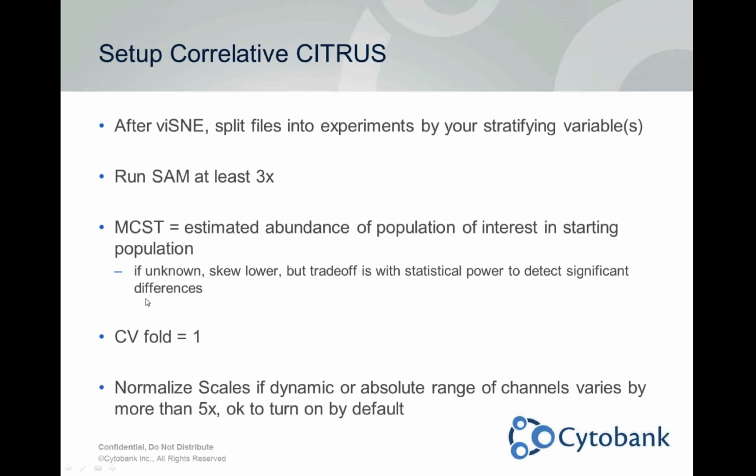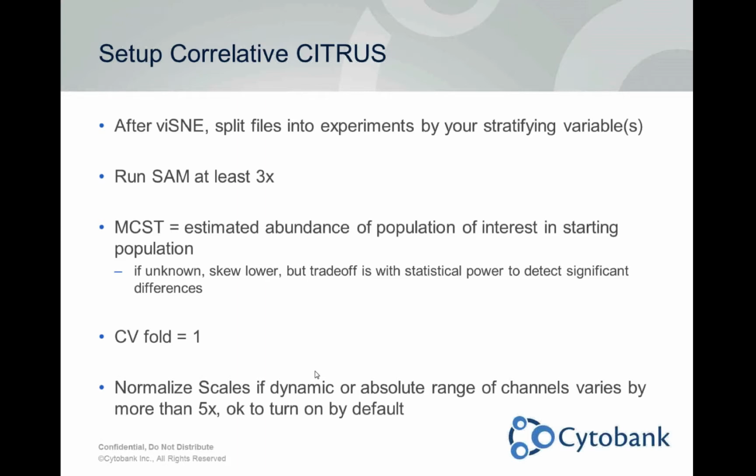So lastly, in the setup of the correlative Citrus, you want to normalize the scales if your dynamic or absolute range of channels varies by about 5 times. This is much more common in flow cytometry data. In CyTOF data, the dynamic range doesn't change that much. However, it's okay to turn this on by default. You can run it all the time, and it won't have a detrimental effect on your data. So if there's some question, if you're like, I don't know, feel free to turn this on.